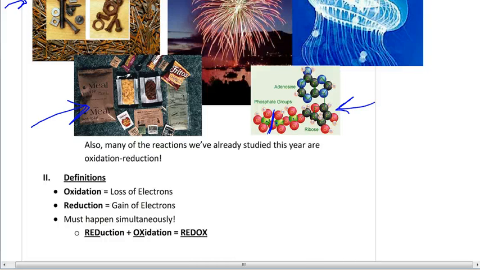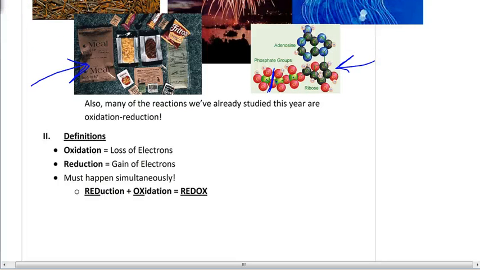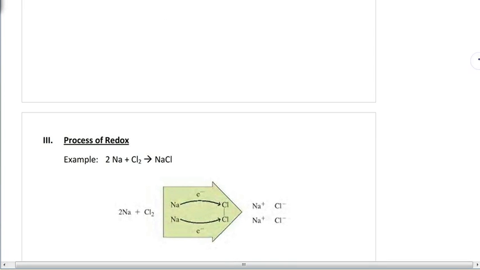You can't just have electrons floating around. They either have to be gained by something or lost by another. So we call this redox for short. It's a combination of reduction and oxidation. Let me give you an example of how this works.